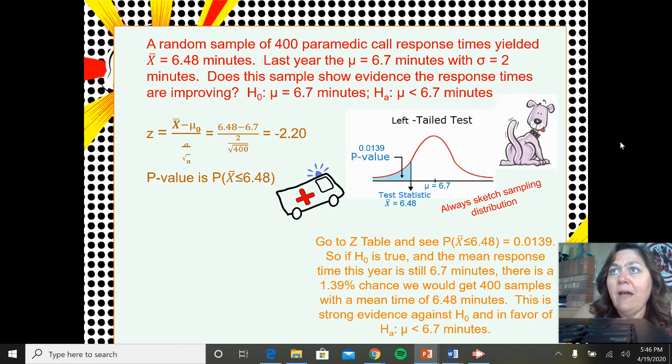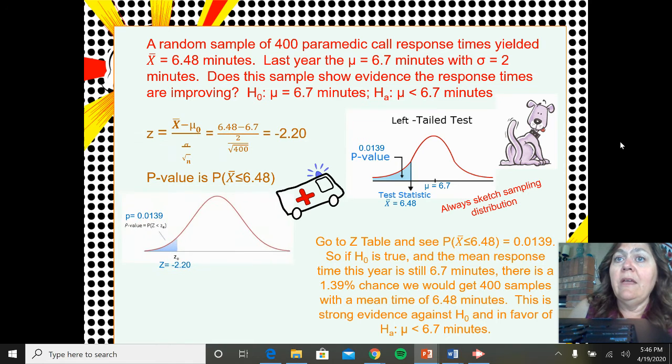So we can go back to the person we've run the test for and say, based on our sampling of this year's 400 times, we have strong evidence that you are responding quicker. It is less than last year.